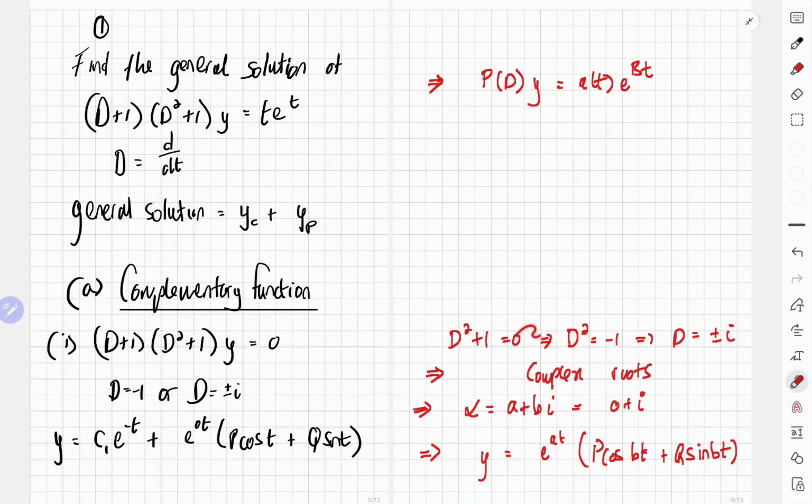So what do you recall from complex numbers? D squared plus 1 is 0, so d squared is minus 1. But you know minus 1 is i squared. Hence d is plus or minus i. So for this factor you have d is plus or minus i. For this factor you have negative 1.